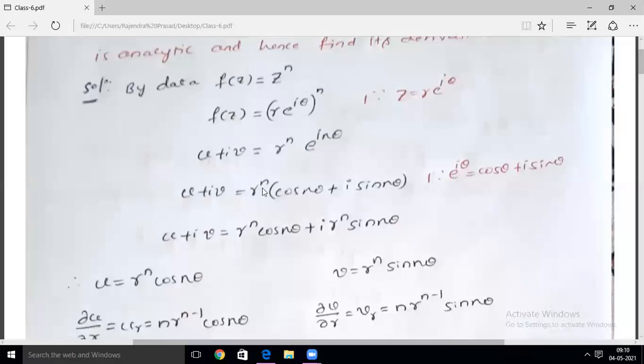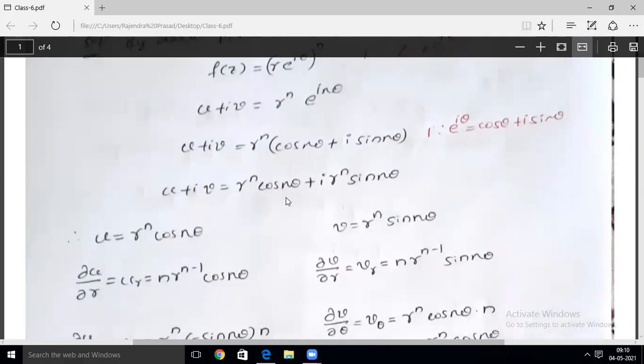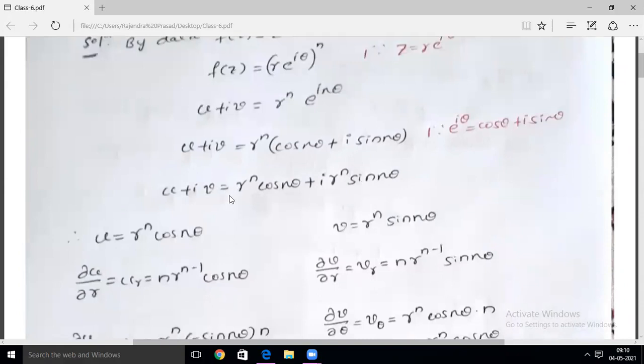So next part, we have to multiply these two, r power n into cos n theta, I r power n into sin n theta. So left hand side we know that f of z is equal to w, w is equal to u plus iv. U is the real part, v is the imaginary part. So next we shall take u is equal to r power n into cos n theta, real part. V is equal to r power n into sin n theta, imaginary part.